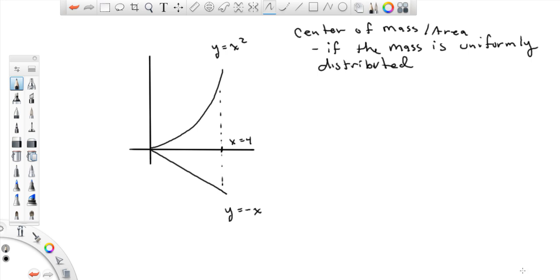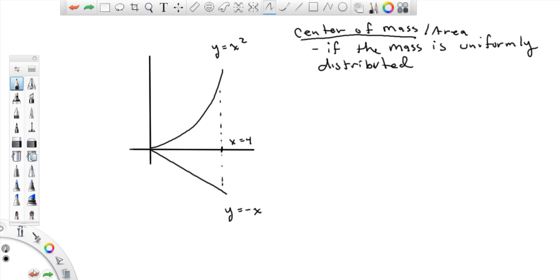What we're going to do in this video is talk a little bit about how to calculate the center of area between two curves. And I'm going to point out that we're going to use that to determine the center of mass of, say, an object that was defined by this area here.